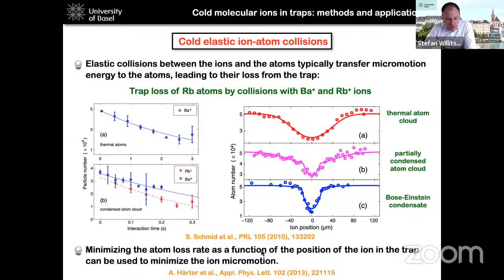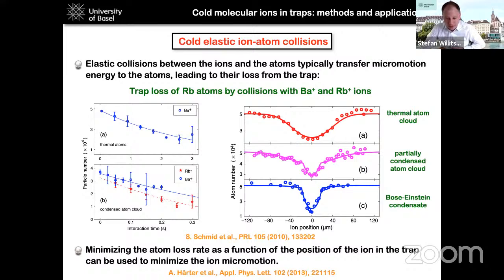Okay, so these are elastic collisions going on, which essentially lead to an ejection of the atoms from the atom cloud. What this can actually be used for is to minimize the micromotion of the ions. If you minimize the atom loss when you overlay the atoms with the ion, then as a function of the ion position, you can use this to try to place your ion on the RF null line of the trap, where the micromotion is ideally zero, and in this case, minimize the excess micromotion in the system.